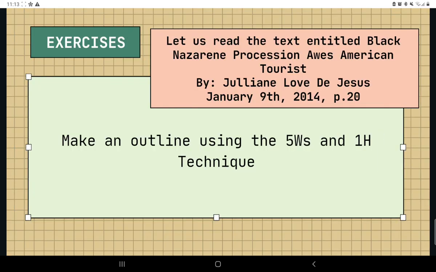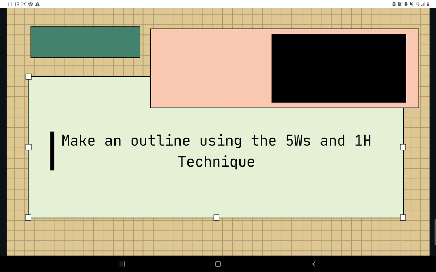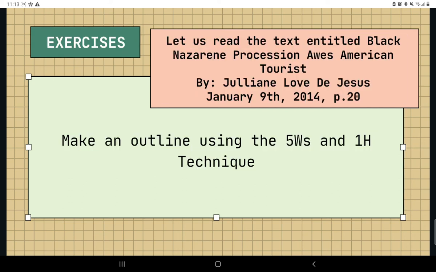Of course, we have our exercises. So, let us read the text entitled "Black Nazarene Procession, as American Tourist," by Julian Love de Jesus. I think this is an article in the Philippine Daily Inquirer. Make an outline using the 5 W's and 1 H technique. Pinaliwanag ko na to sa last session natin. Okay?